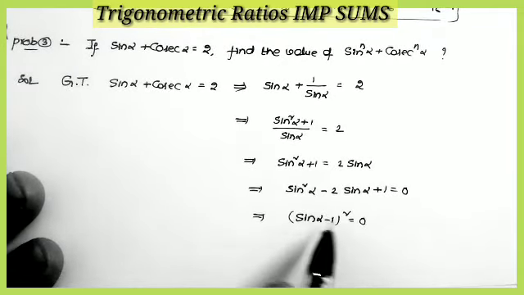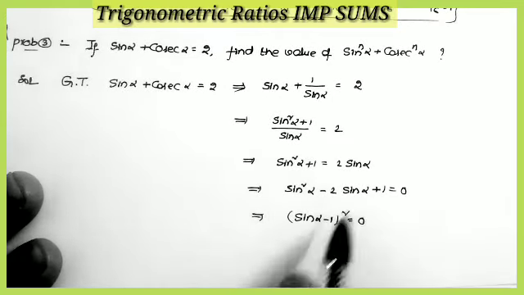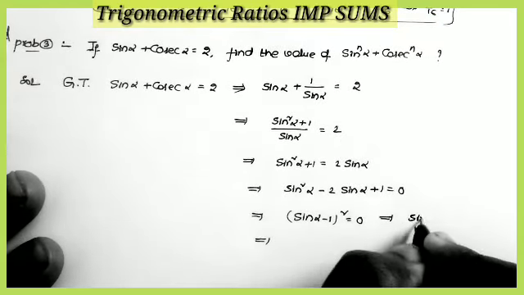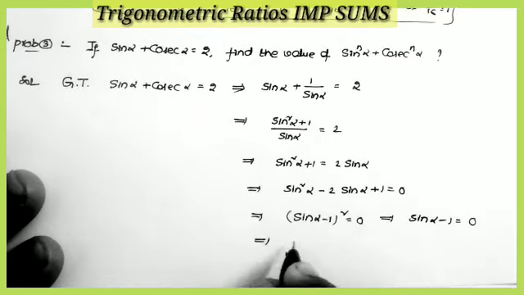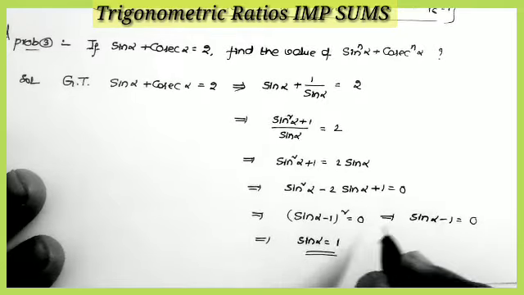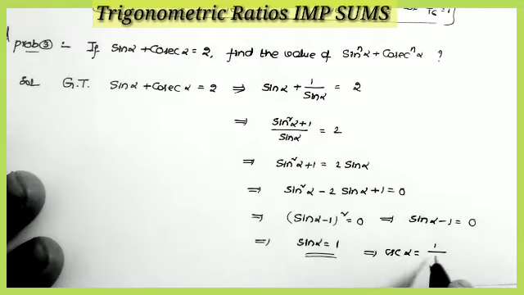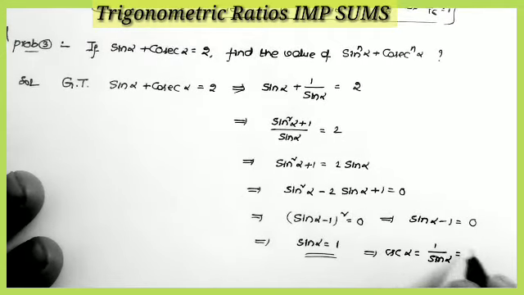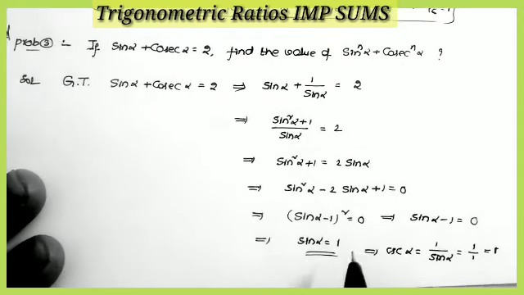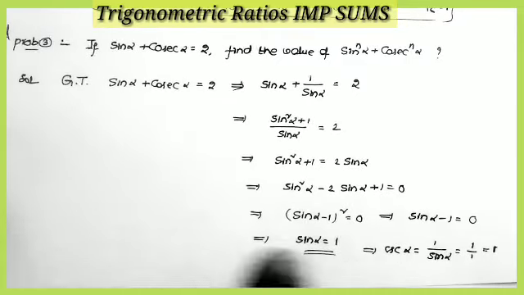Just do the expansion: a square is sin square alpha, minus 2ab is minus 2 sin alpha, plus b square is plus 1. So we get sin alpha minus 1 is equal to 0. Then the value of sin alpha is equal to 1. Then what is the cosecant alpha value? Cosecant alpha is equal to 1 by sin alpha, the reciprocal of the sine function, that is 1 by 1, which is equal to 1. So the value of sin alpha is 1 and cosecant alpha is 1. We get these two values.